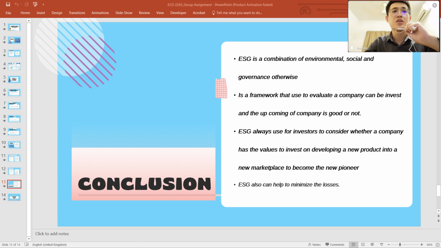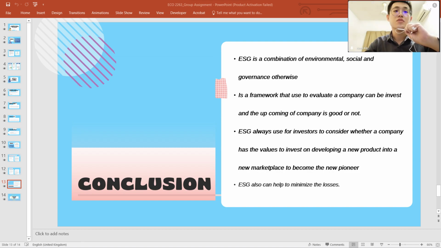Because if we make a wrong decision, like investing a lot of money in a company that is facing bankruptcy, it will have a big effect on us, because our money will be lost. Our money will not come back, we have already paid and cannot get it back. So ESG is one of the tools for people, other companies and other shareholders to do measurements for decisions. ESG is also used by investors to consider whether a company has value to invest in developing a new product, and promoting the new product into a new marketplace to become the new pillar.